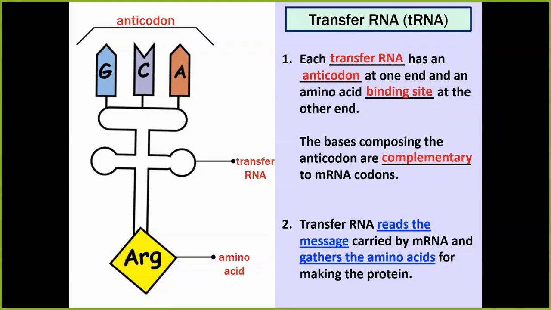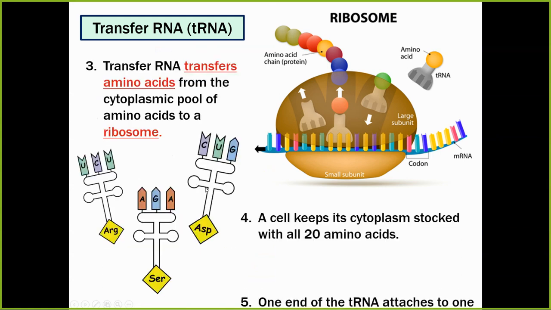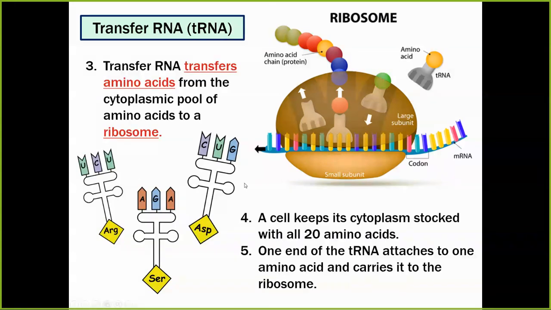So again, we can see in the diagram, we have an anticodon at the top. We have the actual transfer RNA in the middle, and then we have a binding site on the other end for the correct amino acid that we need to build the protein. This is 3, 4, and 5, still under transfer RNA. So transfer RNA then transfers the amino acids from the cytoplasmic pool to the ribosome.